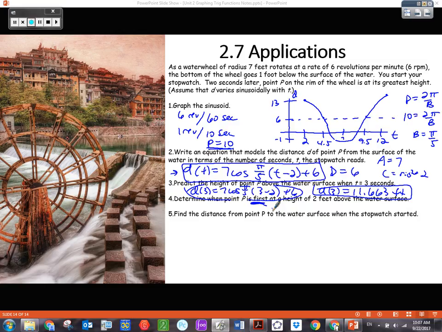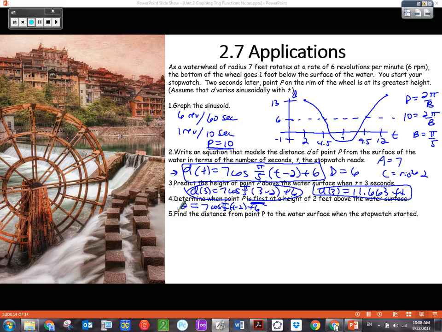So that's like we did yesterday, right? Where we said 2 equals. Remember that? Where we would put 2 equals 7 cosine pi over 5 T minus 2 plus 6. Right, we would go to our calculator, we would have this part in y1. Remember, we would put a 2 in y2 and then we would intersect them. That's like the technique that we looked at yesterday. So that's what you would do.